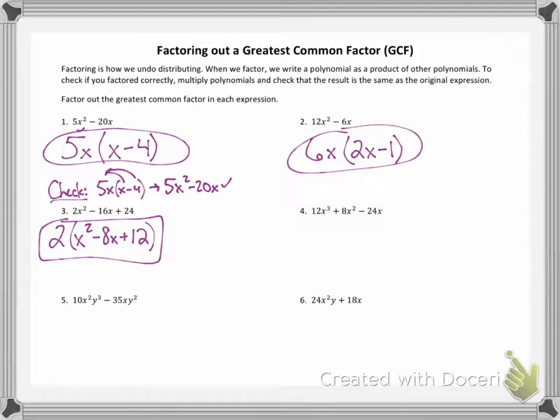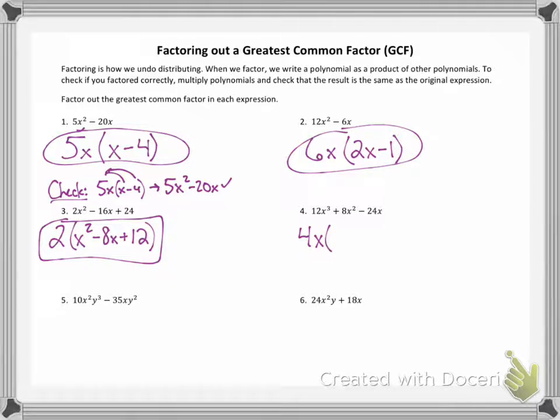And that is my final factoring. Number 4, same idea. What's the biggest number I can divide out of 12, 8, and negative 24? The biggest number I can divide out is a 4. Variables, I see an x cubed, an x squared, and an x. They all at least have an x. That means I can take an x out of everything. Again, that's the lowest power of the 3. So that would be the most I can take out of all 3 x terms at the same time. So my GCF would be 4x.